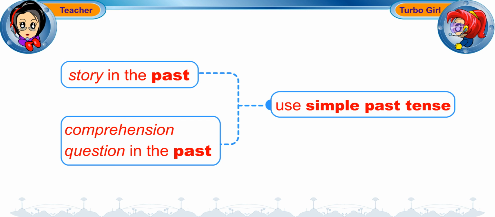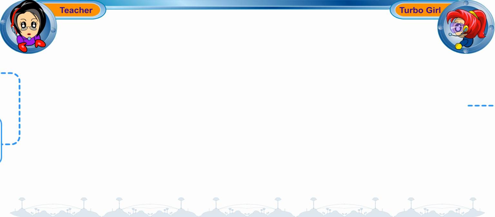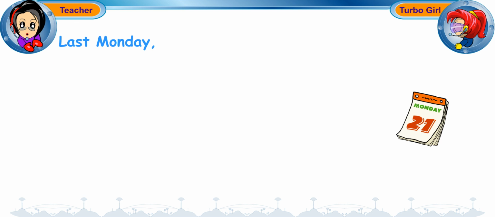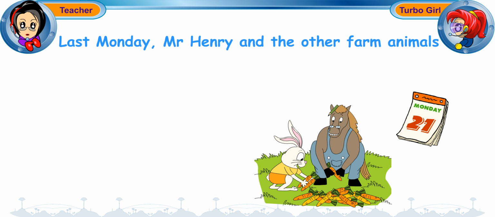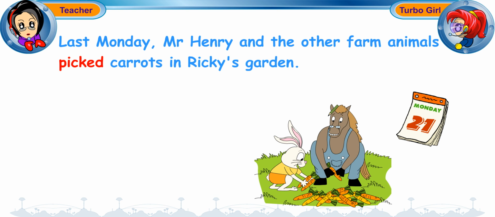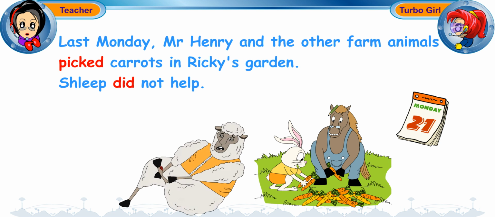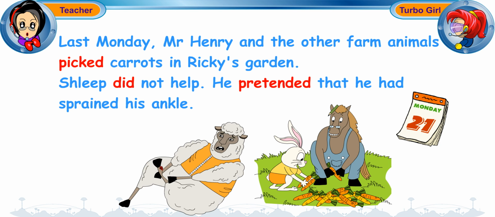All right. Let's write a few sentences of a very short story about Sleep and the other farm animals. Last Monday, Mr. Henry and the other farm animals picked carrots in Ricky's garden. Sleep did not help. He pretended that he had sprained his ankle. Turbo Girl, can you tell me whether the story is talking about actions in the present or the past?